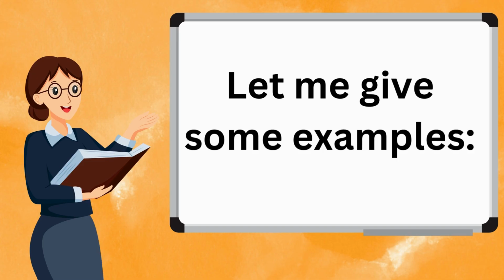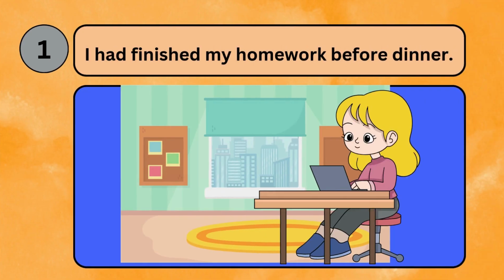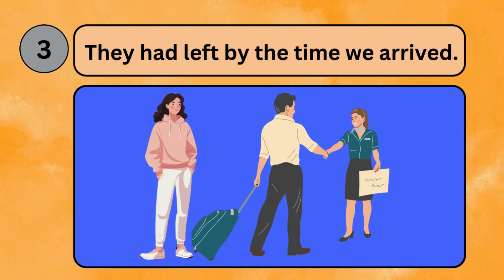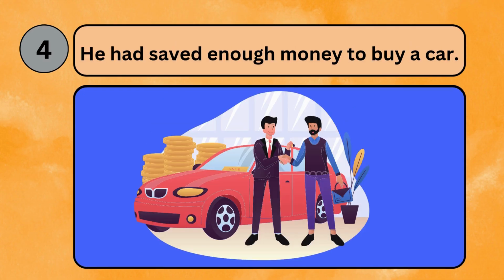Let me give some examples. I had finished my homework before dinner. She had visited the museum before it closed. They had left by the time we arrived. He had saved enough money to buy a car.